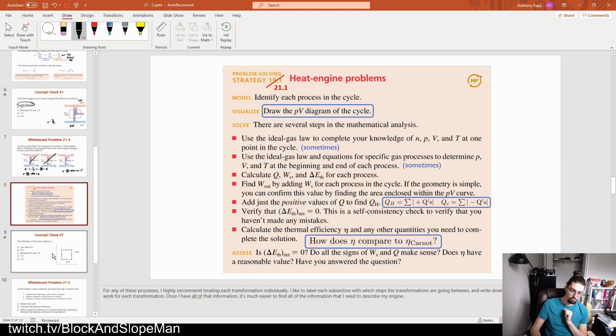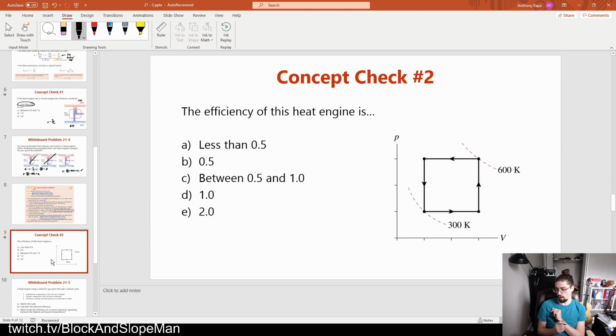So, before we dive into that though, one more concept check, right? See if you've been paying attention and how well your short-term memory is working. I have some heat engine drawn up right here, operating between 300 Kelvin and 600 Kelvin. What is the regular efficiency? Not the Carnot efficiency, but what is the regular efficiency of this engine?